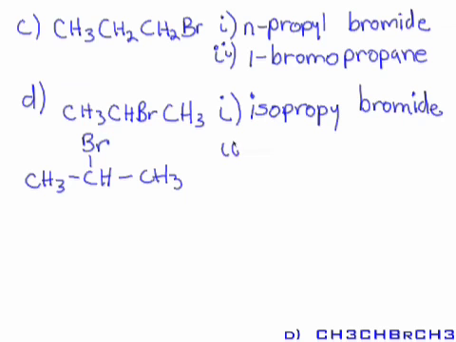The longest carbon chain is 3. A 3-carbon alkane is propane, and the bromine is off the second carbon. This is a 2-bromopropane.